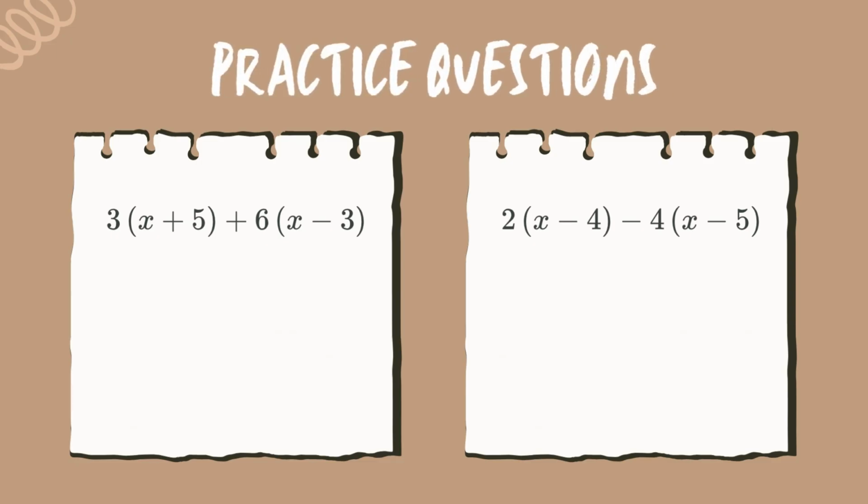Let's have some practice questions. You want to try to solve this. 3 into bracket x plus 5 plus 6 into bracket x minus 3. That's number 1. Number 2, 2 into bracket x minus 4 minus 4 into bracket x minus 5. Feel free to pause the video and try and solve this.